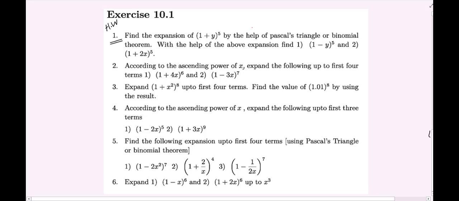In problem 2, according to the ascending power of x, expand the following up to the first 4 terms: 1 is (1 + 4x)^5 and 2 is (1 - 3x)^7. I also think you can solve this problem 2 by yourself. So I will leave it for you as homework, because I have discussed this kind of problem in lecture 1 and lecture 2.